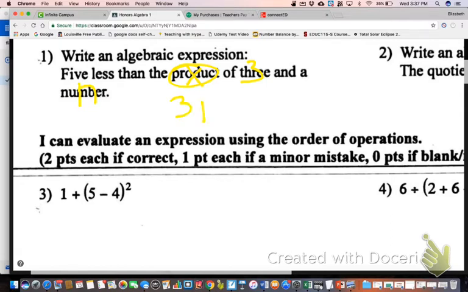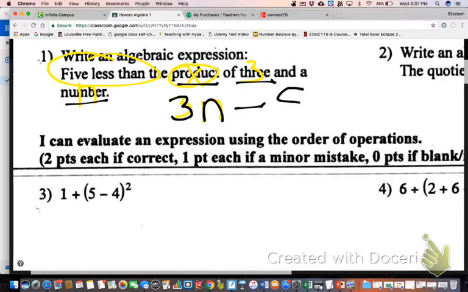Well, I obviously write that as a 3 sitting next to the n because product means multiply, and that's how we represent multiplication. Now, a lot of people do this part wrong when they say 5 less than. Remember that when it's a number less than, you're actually subtracting that number out. So the final one is going to be 3n, so the product of 3 and a number, and then 5 less than that means you would be taking away 5. So whenever you see less than, that is the number you're actually subtracting.